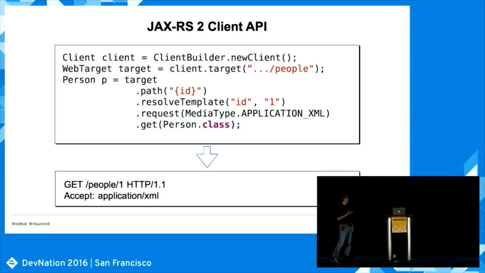And you can see in the example that I'm interested in getting back XML that will represent a person object. So the runtime, when it sees that, it will use JAX-B to map XML into a Java object. And at the bottom, you can see how the request is created from this code. So ID will be replaced by 1, and you get the media type.